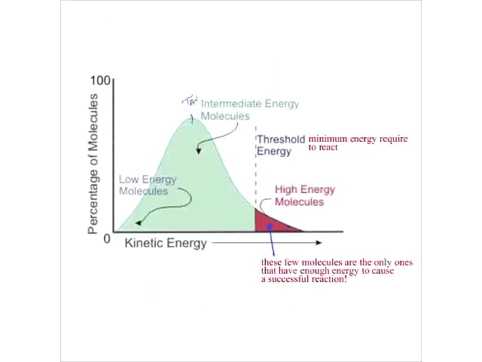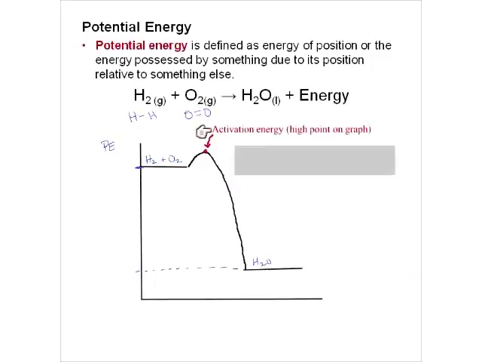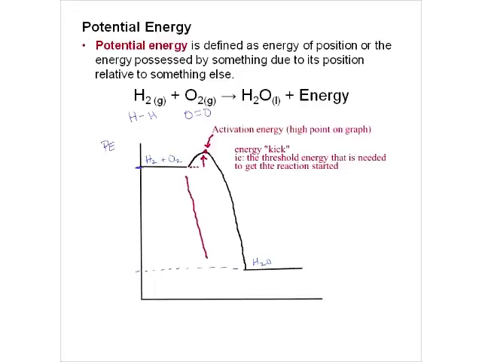If we go back to our diagram over here, that is what we're talking about. Before we can chemically react, we have to kick those molecules over that threshold energy. We have to get to that side. So that's what we refer to as the activation energy. Okay? And the activation energy is this value right there from the graph. So we would refer to it as an energy kick. It's the energy that's needed to get the reaction started. Once the reaction starts, well, it's all downhill from there, right? All that energy gets released once the reaction starts.